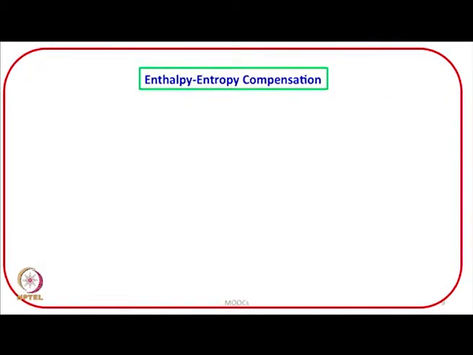Now let me talk about the enthalpy entropy compensation. Whether we talk about the protein ligand binding or we talk about the thermal unfolding of protein, in both the cases we are talking about the enthalpy changes, we are talking about the entropy changes. The enthalpy changes and entropy changes both can be used to further get the standard reaction Gibbs free energy changes. Let us take a look at the slide.